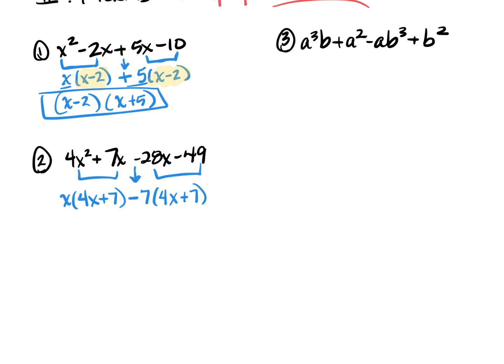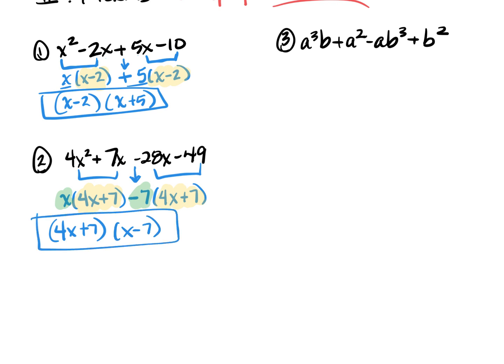Now notice, what do we have in common here, guys? We have 4x plus 7, right? That's our GCF. That's what we're taking out this time. So I have 4x plus 7. What's left over is the other factor. So the x minus 7 is my other factor. All right, there it is.